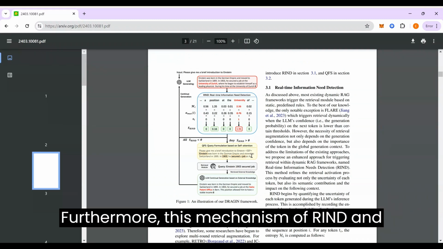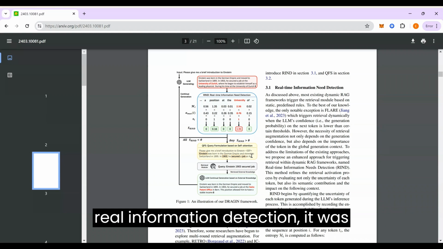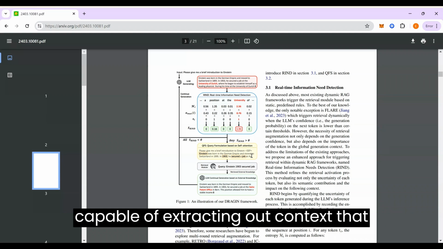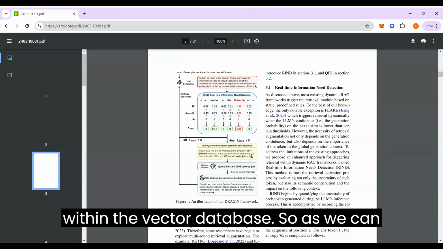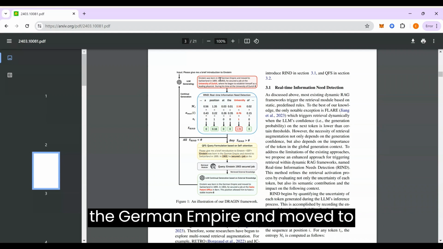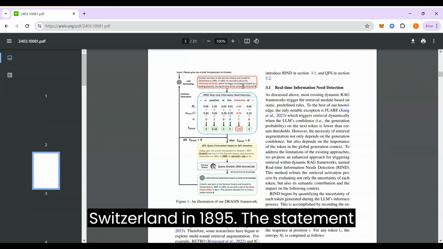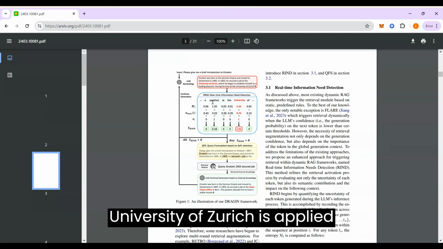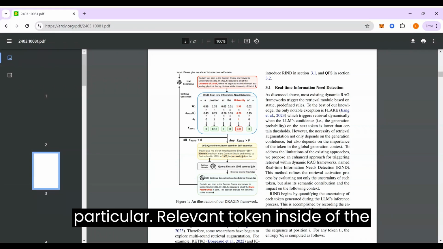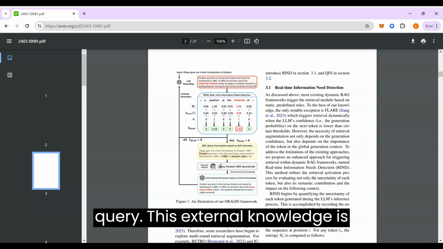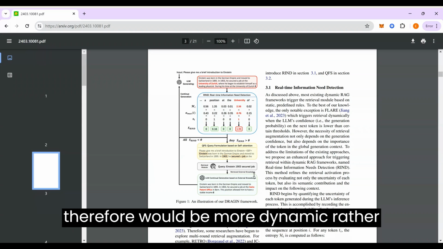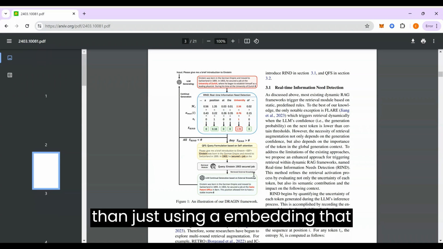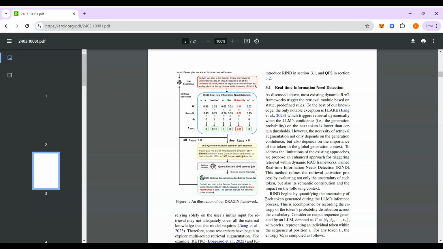Furthermore, this mechanism of RIND, real-time information needs detection, was capable of extracting context that was dependent on the actual tokens within the vector database. As we can see in the figure, Einstein was born in the German Empire and moved to Switzerland in 1895. The statement "University of Zurich" is processed using self-attention, which is itself used to look up the particular relevant token inside of the query. This external knowledge is therefore allowed to be retrieved more dynamically, rather than just using an embedding to retrieve a specific framework.